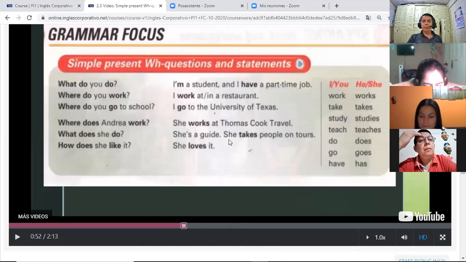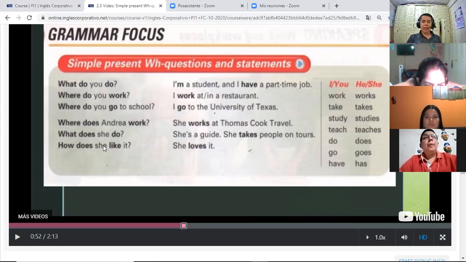Okay, now, pay attention, please. This is the way we make simple present WH questions with the auxiliary do and does, using WH words like what, where, how. The auxiliary do and does, then the subject: you, Andrea, she, he, Juan, Pedro, Maria, and so on. And look, what? Student. I am answering, right? Where? In a restaurant. Where? At the University of Texas. Where? Thomas Cook Travel. What? Takes people on tours. And how does she like it?